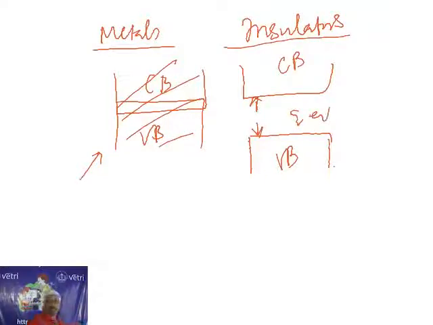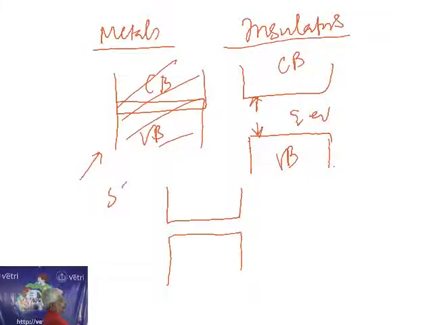The forbidden energy gap is very high. Even if you are heating more, the electron may not jump from the valence band to the conduction band because the forbidden energy gap is very, very large. What about the other thing, called a semiconductor?